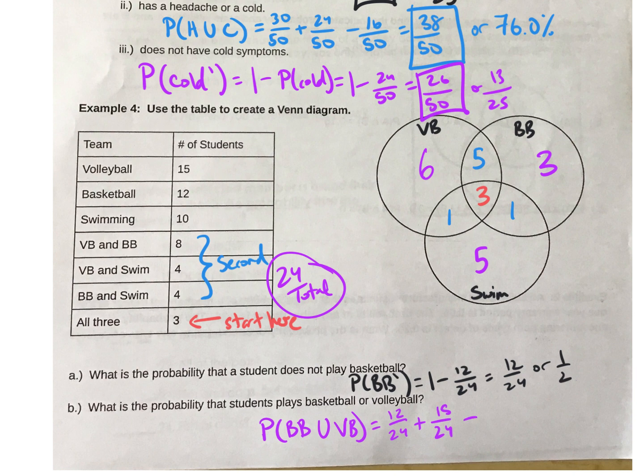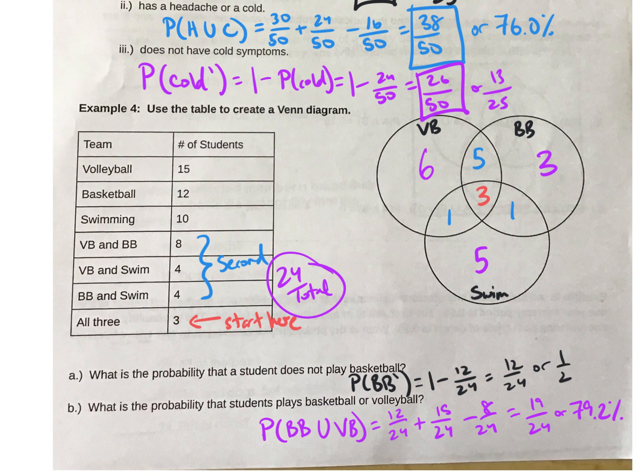And then I'm just going to subtract out the intersection of volleyball and basketball, or I could just look at this number over here, 8. So minus 8 out of 24. And that would equal 19 out of 24. Or if you'd prefer to write it as a percent, 79.2. Remember that it's fine to write probabilities as either a fraction, a percent, or a decimal. I typically just leave it as a fraction because then I don't have to use my calculator.